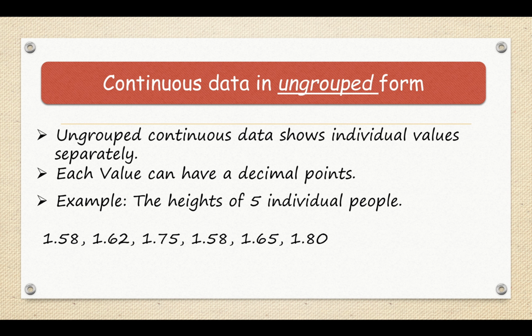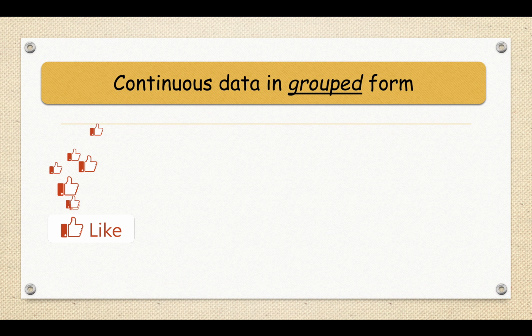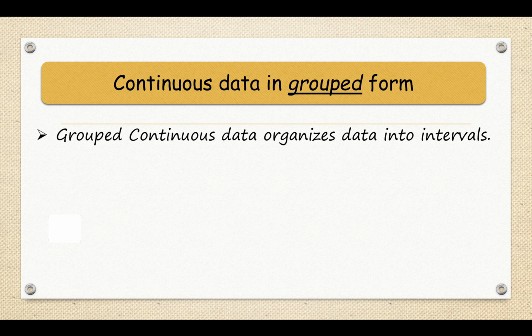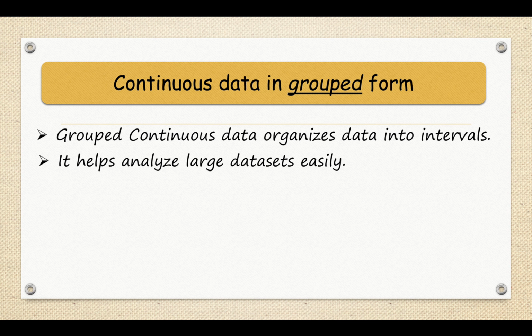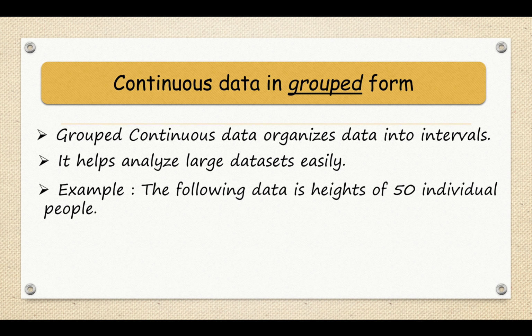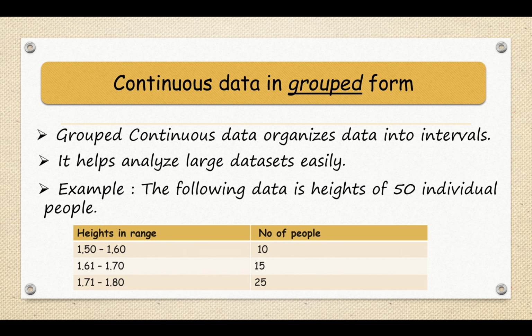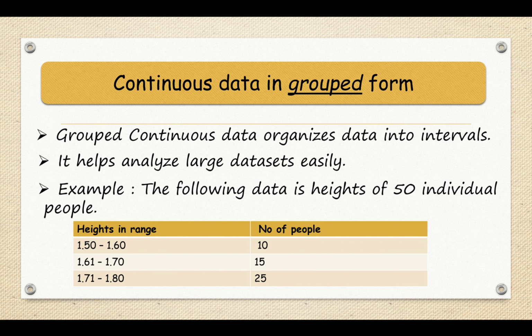Now moving to continuous data in grouped form. Grouped continuous data is usually represented in classes or intervals. It helps to analyze large data sets. Let us see an example of grouped continuous data. The following data is the heights of 50 individual people. If you observe the table, you will have heights in range as one column, number of people in another column. The people who have height 1.50 to 1.60 will fall under this group. If the height of a person is 1.78, then the person falls under the 1.71 to 1.80 range. This is how continuous data in grouped form looks.